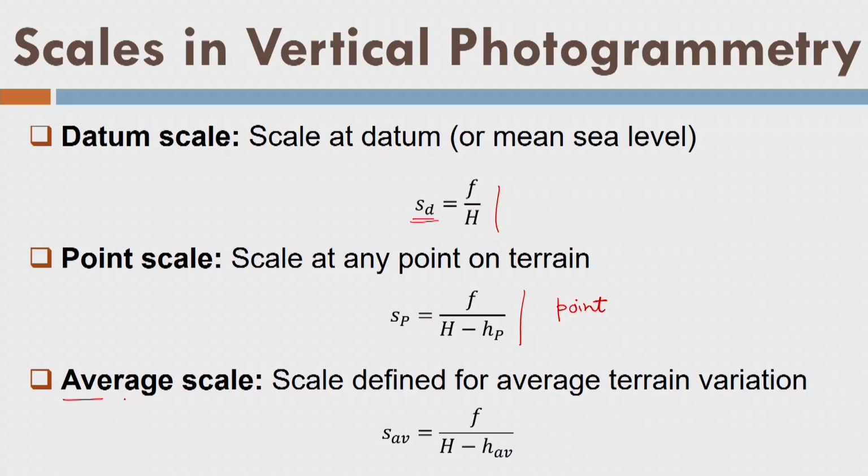So, each point will have a different scale, but as you know, a map always has a uniform scale. So, we derive a term called average scale. Take the average value of the terrain elevation. Remember that average scale is not an absolute scale, because for each point the scale will vary, but still, in order to make a map I need to define an average scale, and that is why I am taking the average elevation, H_avg, from most of the points.